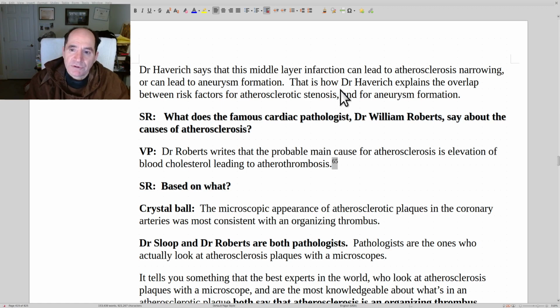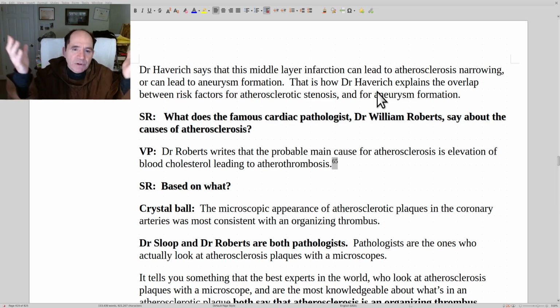One thing that was kind of interesting about that, Haverich says, well, if you infarct the middle of the arterial wall due to having thrombosed your vaso-vasorum, you then weaken the arterial wall, and you can thus have it bulge outward and form an aneurysm. And so what's nice about that, it's a very simplistic, useful way to understand how the same risk factors for atherosclerosis are the risk factors for forming an aneurysm in your aorta.